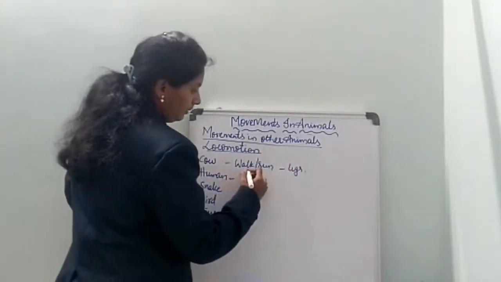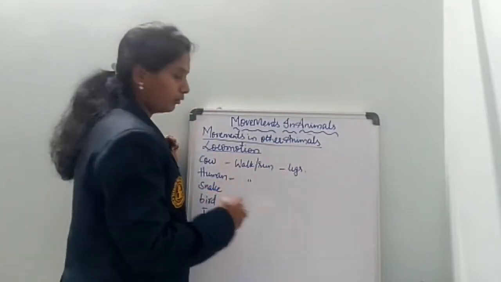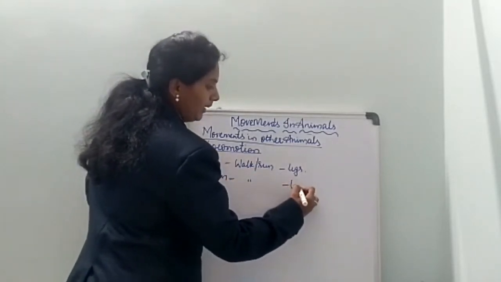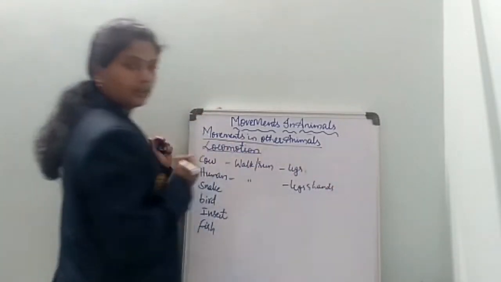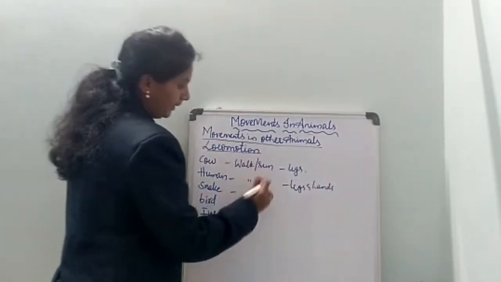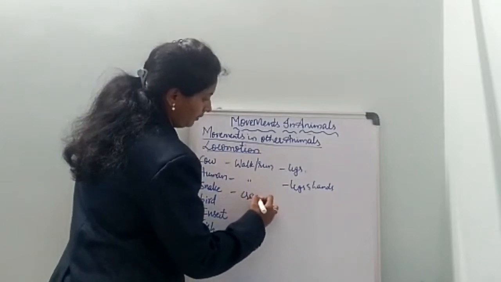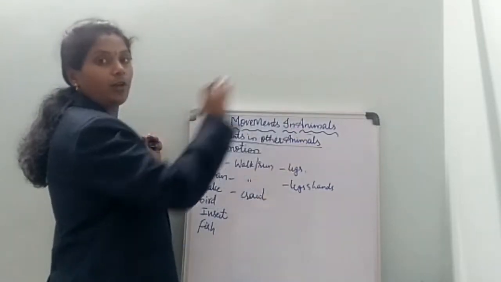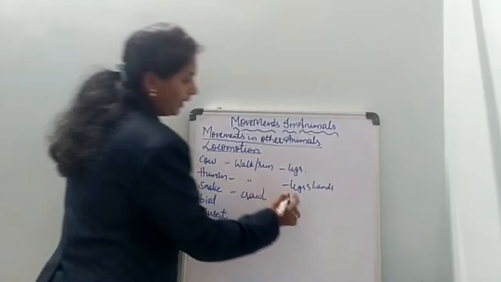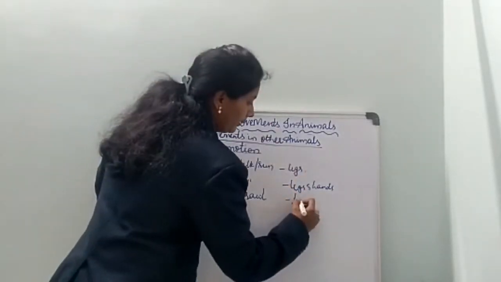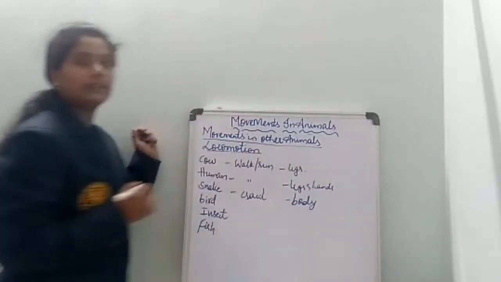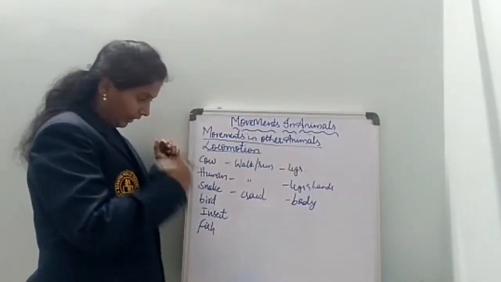Human beings also walk or run to move from one place to another, using legs and hands. Coming to the snake, they will crawl on the ground. How are they crawling? Because of their total body. The total body is helping in the crawling.